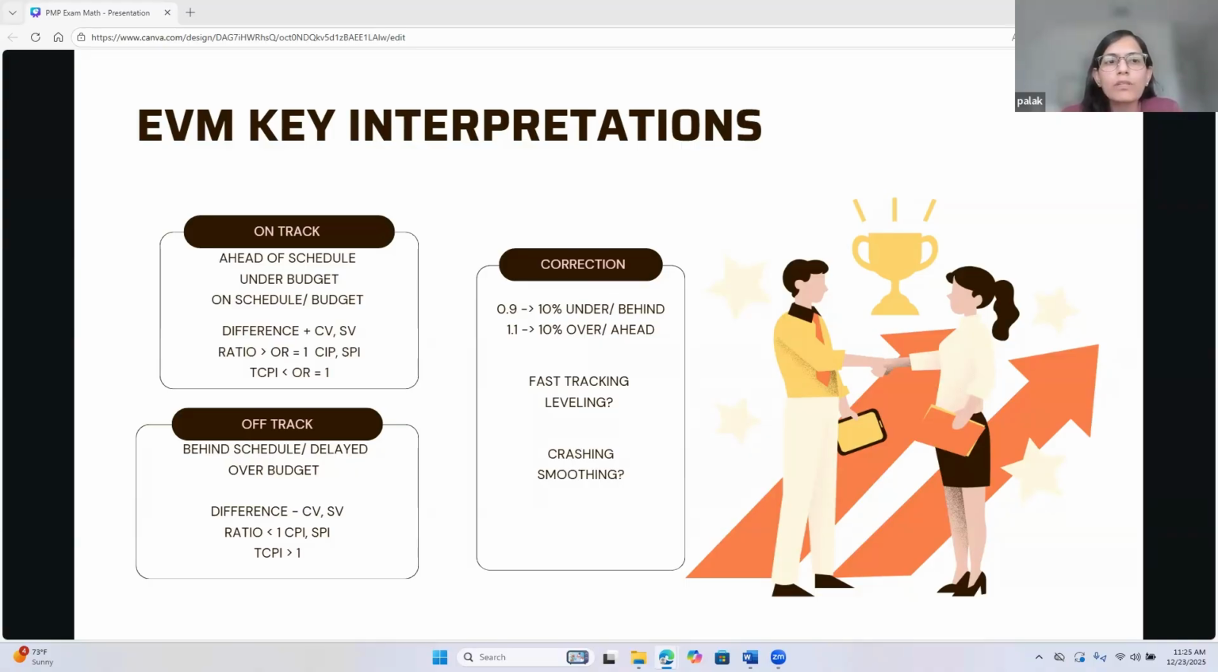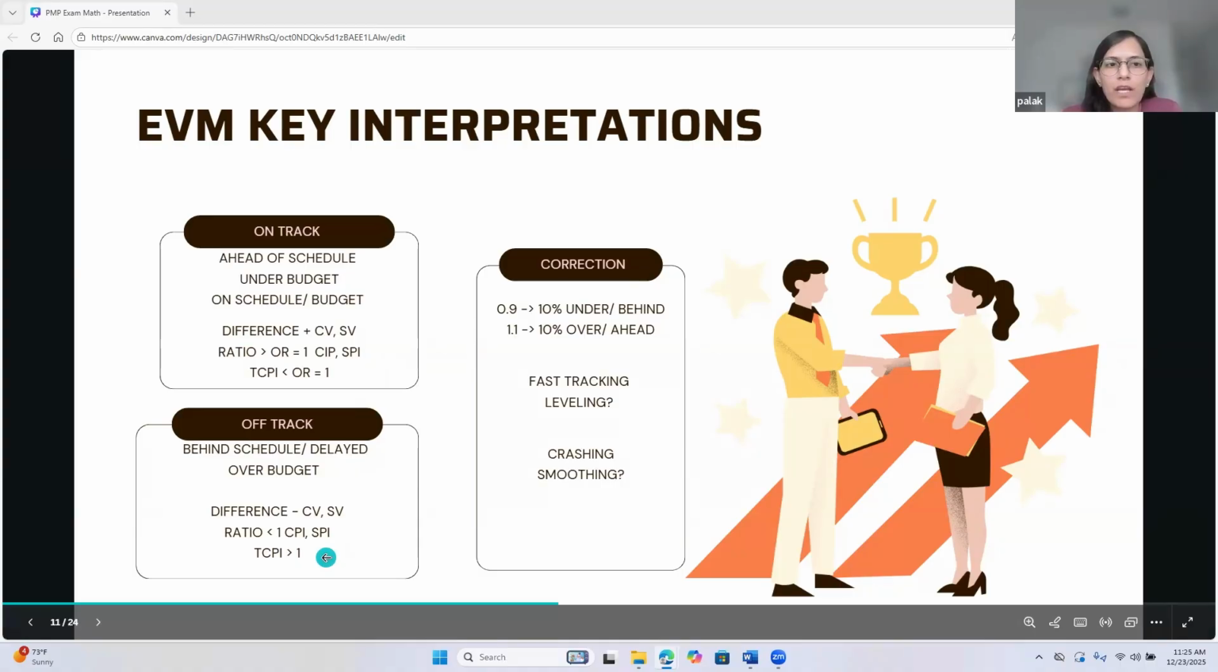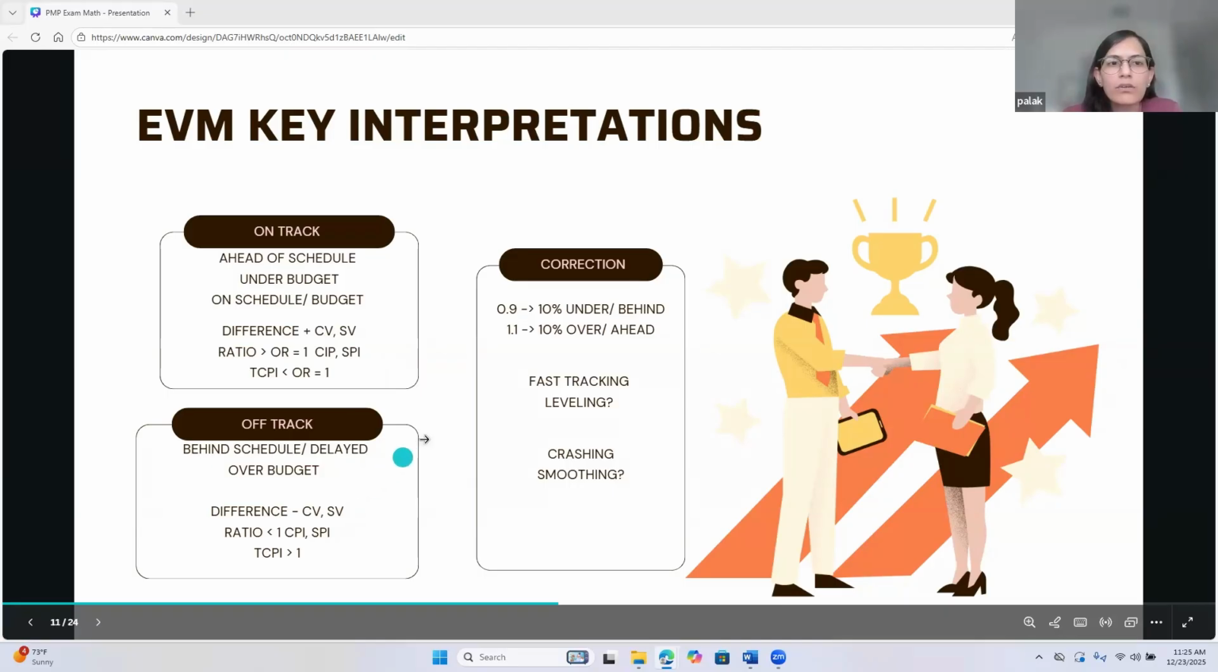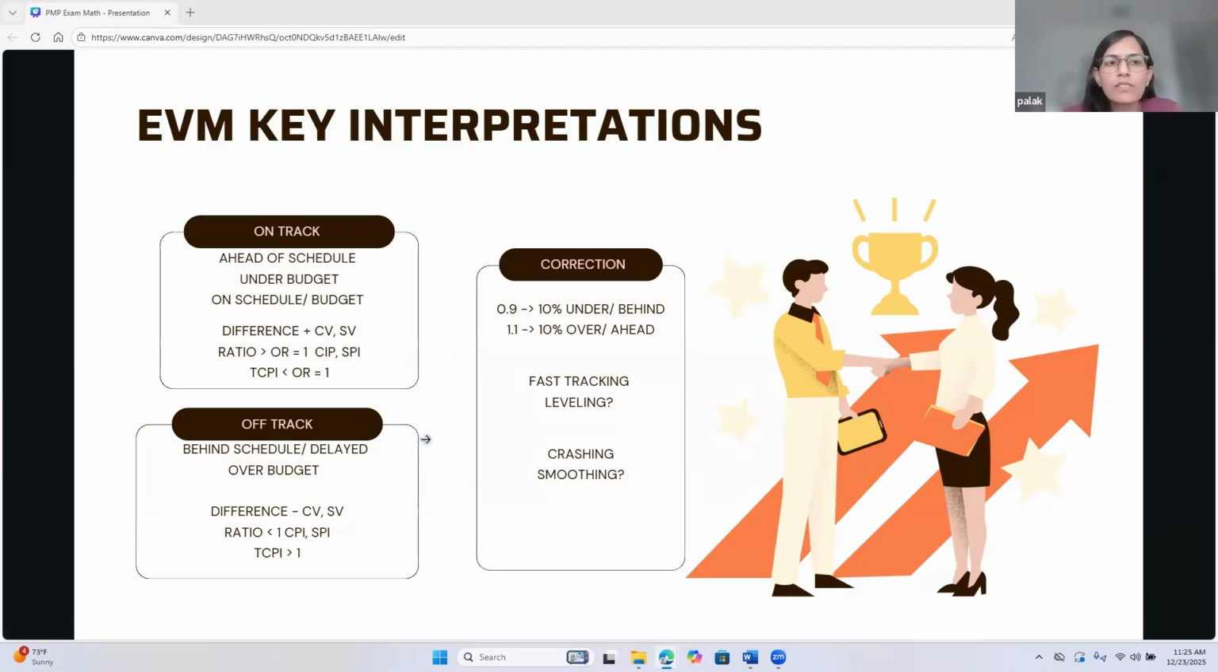Okay, and when it's equal to 1, the ratio, the cost performance index is CPI, cost performance index, here's the typo, and schedule performance index, SPI. If they are equal to 1, then it's on track. But if the ratio is greater than 1, then it's ahead of schedule or under budget. Okay, so the cost is either over or under, and schedule is ahead or behind. So you need to have that clear in your mind.